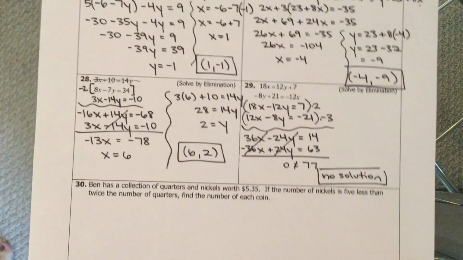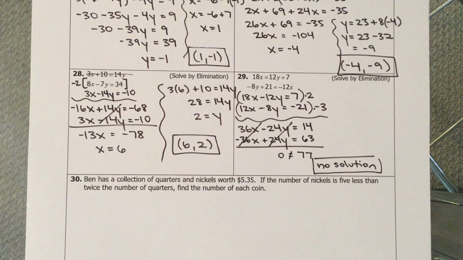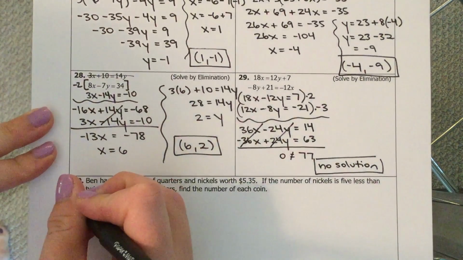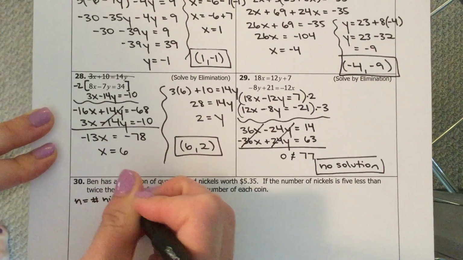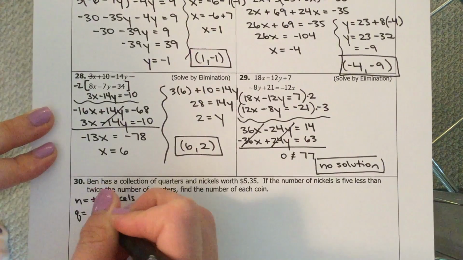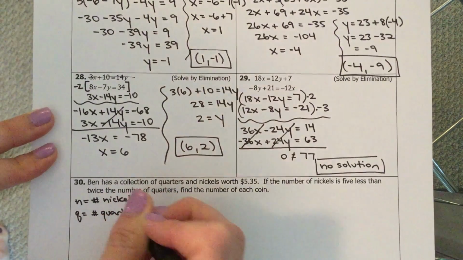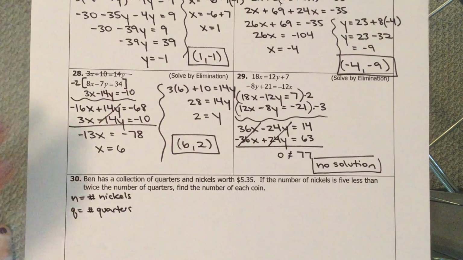All right, we've got an application here, number 30. Ben has a collection of quarters and nickels worth $5.35. If the number of nickels is 5 less than twice the number of quarters, find the number of each coin. Okay, so we are going to use N for the number of nickels, and we'll use Q for the number of quarters. You could also always use X and Y for every single equation. Just make sure that you're labeling them.